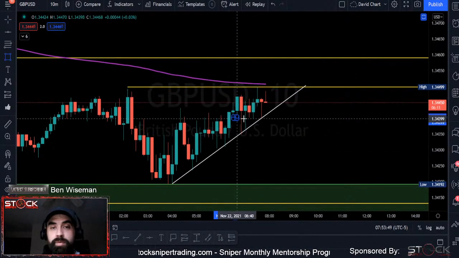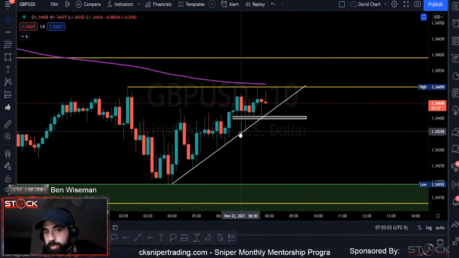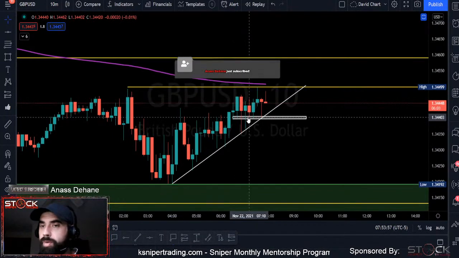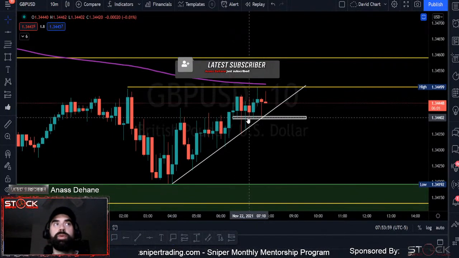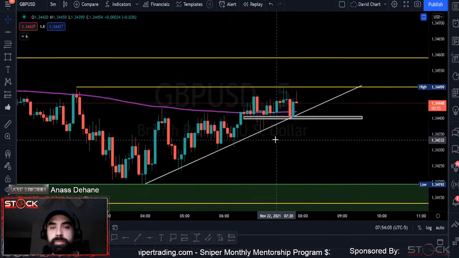Check what the support we have forming here. Okay. All these volume wicks. Price tried to break below, still holding that 5-minute trend, but they're also holding this area around 1.34403. Okay. So then we drop it down to the 5.